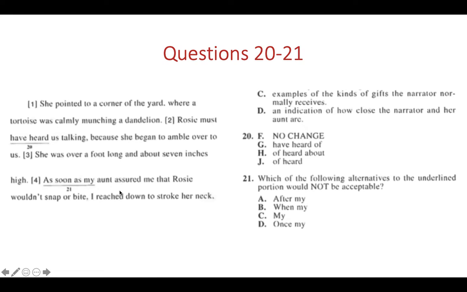Because my aunt assured me that Rosie wouldn't snap or bite is a complete sentence, and I reached down to stroke her neck is a complete sentence, and you cannot put a comma in between two complete sentences unless you have a FANBOYS conjunction right here. But the other reason why it's not really correct is that the reason why she reached down was after that reassurance. So as soon as her aunt told her, when her aunt told her, after her aunt told her, once her aunt told her, that's when she decided to do it.